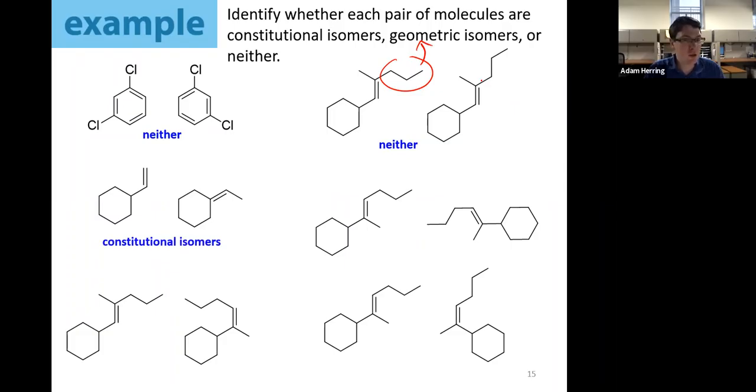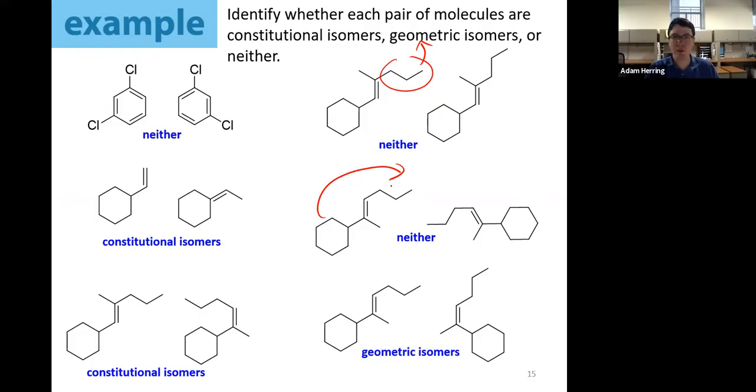These are constitutional isomers. That's because the connectivity of which atom is bound to the other is different. On the right, these are neither constitutional nor geometric isomers. These are actually identical molecules. We've just taken and rotated the molecule around. Bottom left, these are constitutional isomers. And then these are geometric isomers, trans and cis to each other.